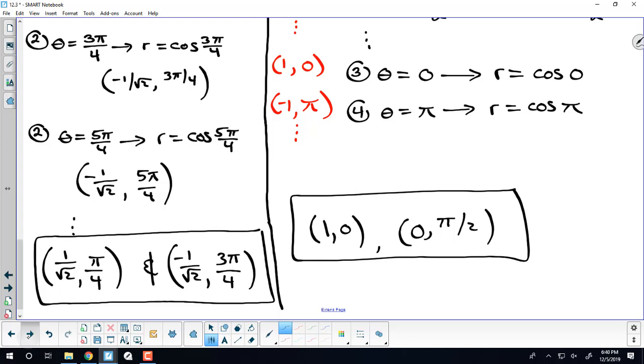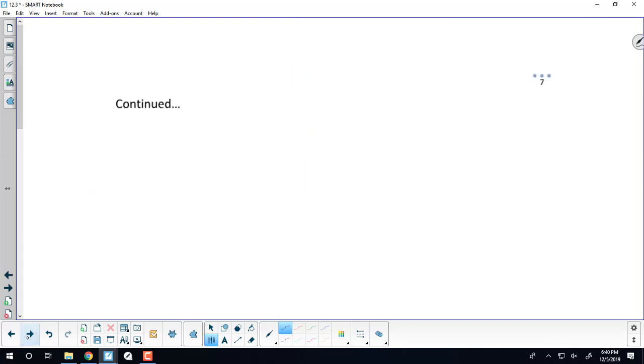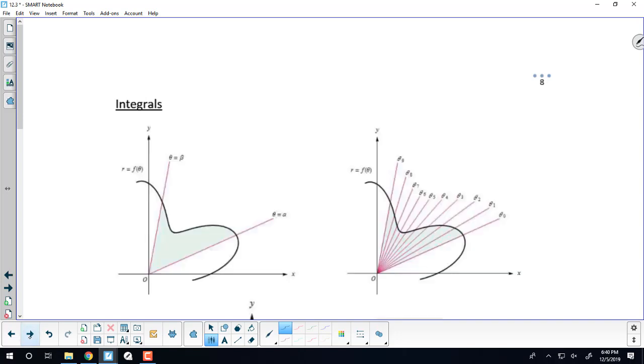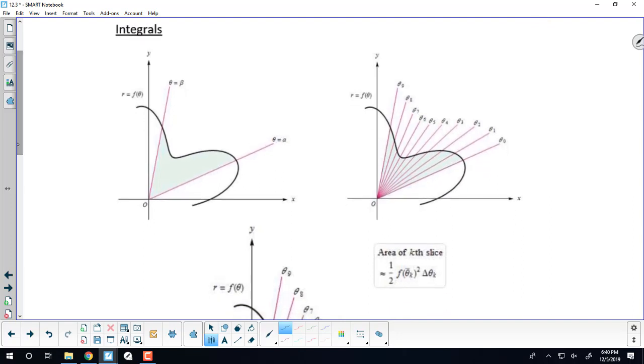Okay, we're going to skip the next example. It's rather involved. There wasn't anything like that in your homework, so since we're kind of pressed for time, we're going to move on to integration in polar coordinates.